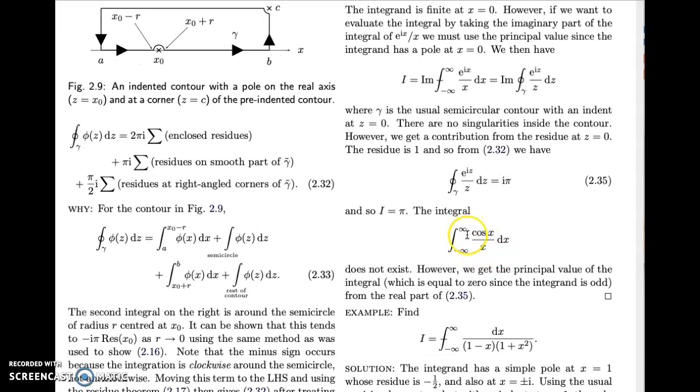Now this integral strictly doesn't exist. It's cos x over x. It doesn't exist because the integrand is infinite at x equals 0. But the principal value does exist, and we can simply get the principal value by taking instead the real part of this. And the real part of i pi is 0. So the principal value of this integral is in fact 0.